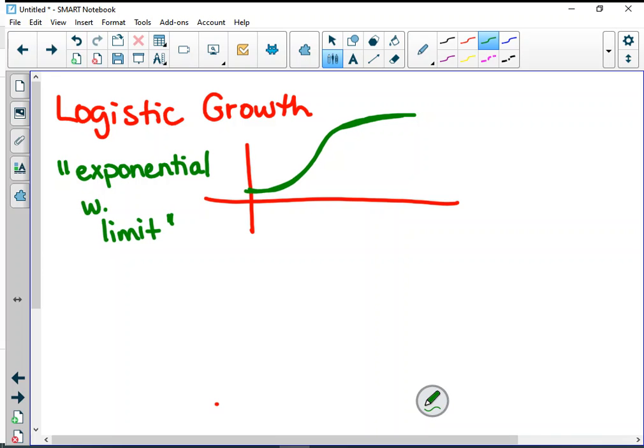Now, what creates this kind of growth? Populations can do this. Learning curve is another thing that typically follows this model. To have a logistic growth function, you actually have a quotient type of model that also has an exponential function in it. So let's take a look at an example of what would be logistic growth. I'm going to give you this function.